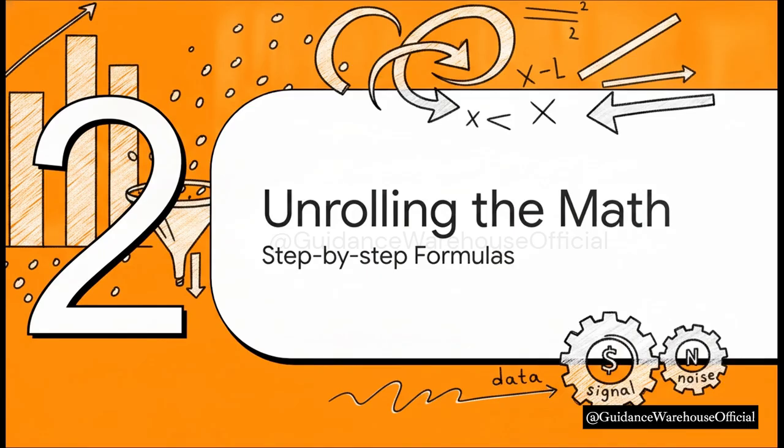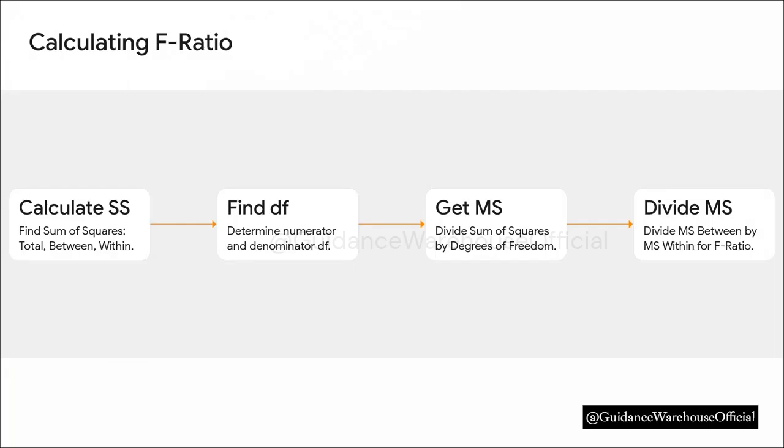Moving right along to Section 2, unrolling the math. Now that we understand the whole concept of the ratio, how do we actually turn raw, messy data into that fraction? We just follow these 4 steps. First, we calculate the sum of squares, or SS. This just means adding together squared quantities to find the total variation, the variation between groups, and the variation within groups. Second, we find our degrees of freedom.